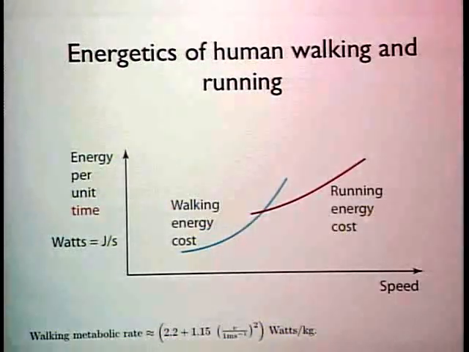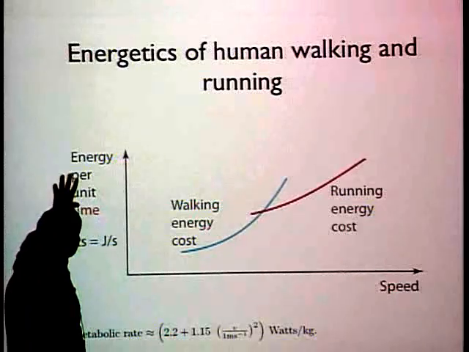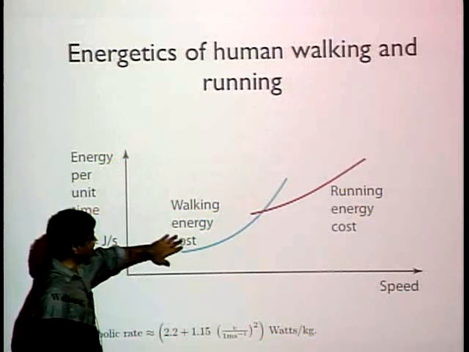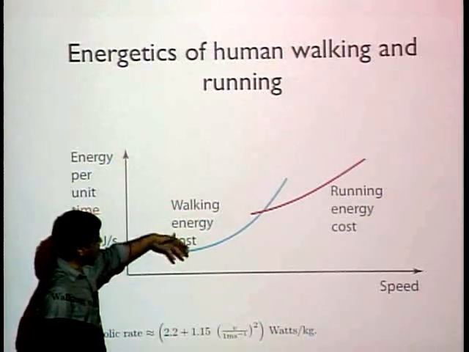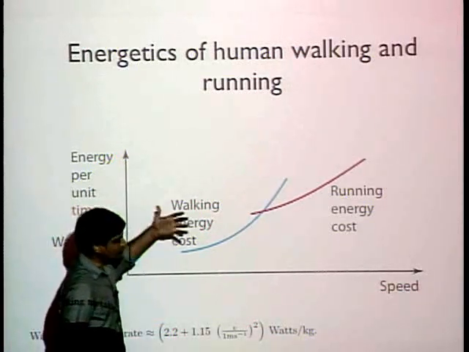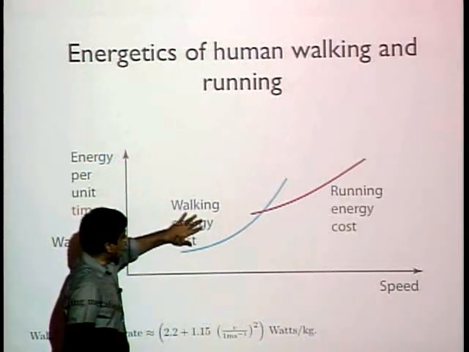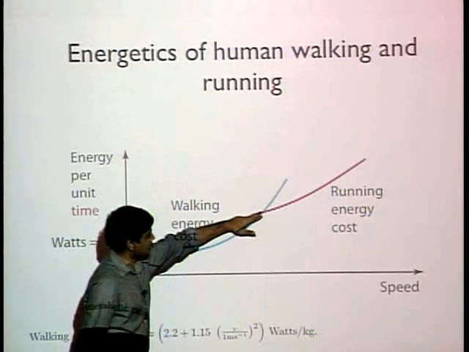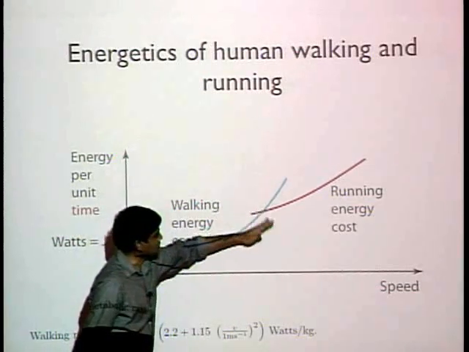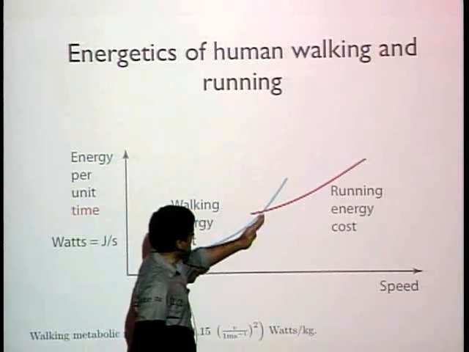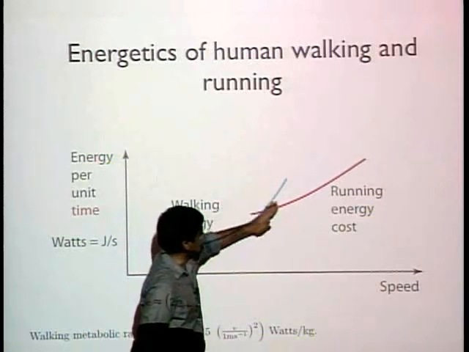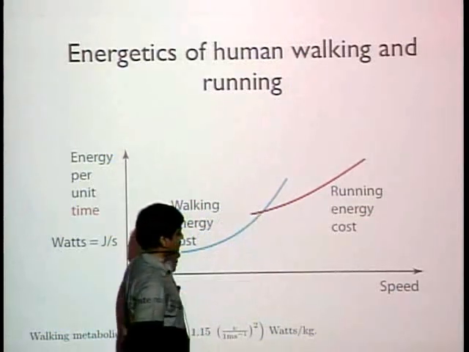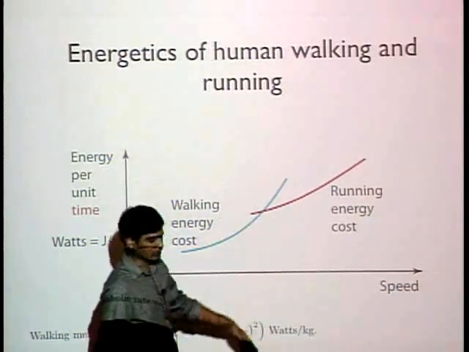Humans look like this. On the previous slide I had energy per unit distance. This is energy per unit time. But at least for the purposes of this gait transition business, this crossing is still the same concept. You would expect, at least superficially, that if walking is more expensive than running beyond this speed, you would expect people to start running instead of walking beyond a particular speed. This speed is around 2 meters per second.